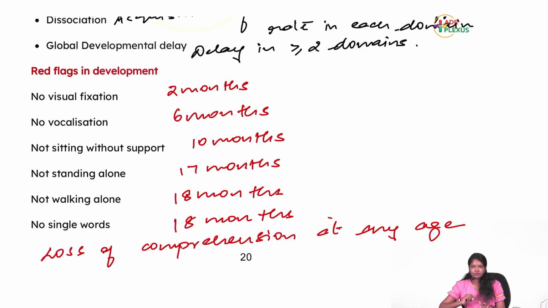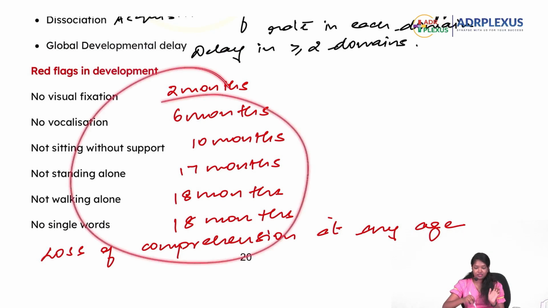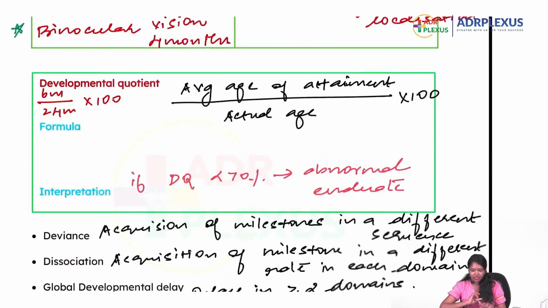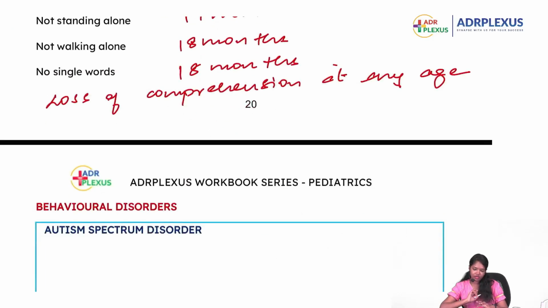Fine. These are red flags. If you remember this, that is enough, because these have been asked in UPSC exams. So far not asked in NEET-PG, but the UPSC paper happens to be quite difficult compared to NEET-PG. So this was asked in UPSC exams. Clear with this? Okay, can we move on to the next one?